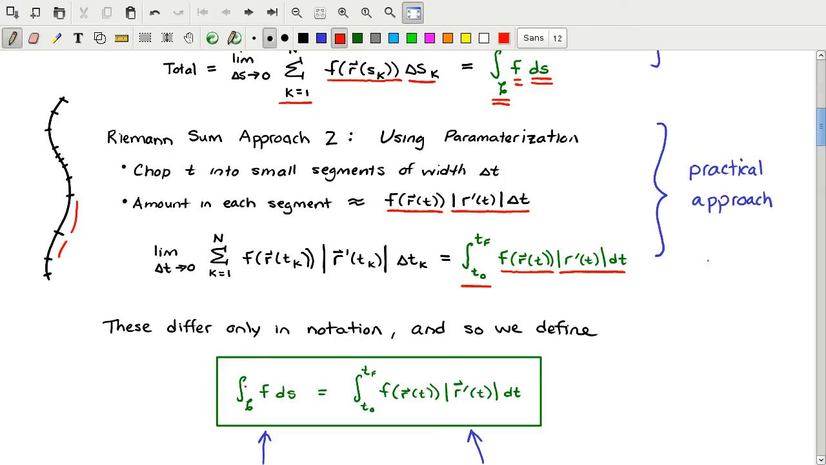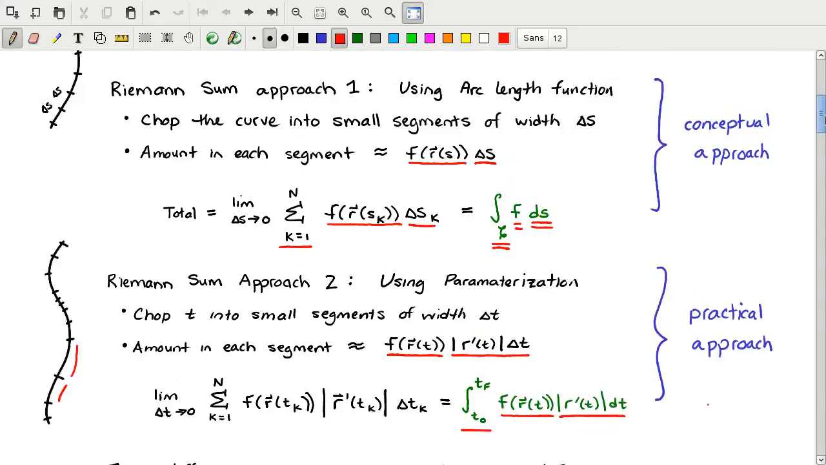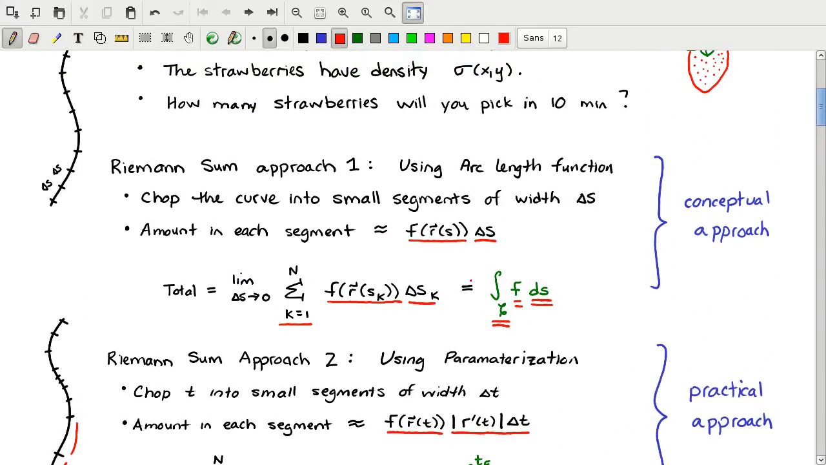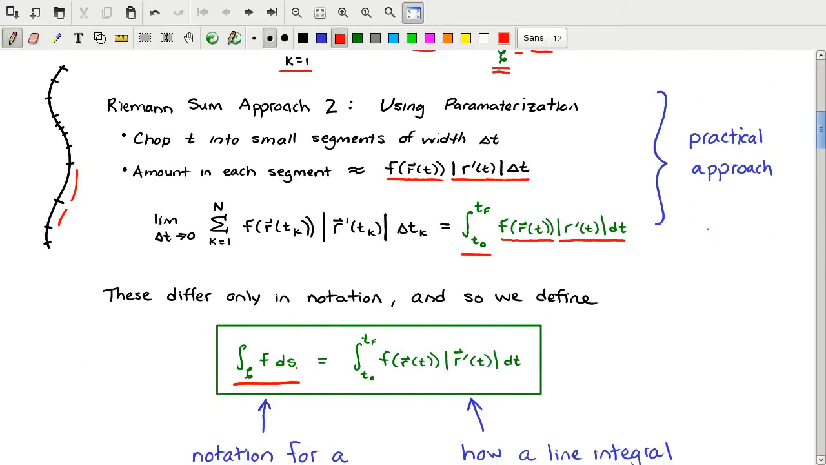We write this bit here. This is called the line integral, and this is the notation that we use for a line integral. We showed how you can get that notation by thinking of the problem in a conceptual kind of way, using concepts that are intrinsic to the curve itself. And so this is conceptually how we should think of a line integral. It's the integral over the curve along the arc length of the function f.